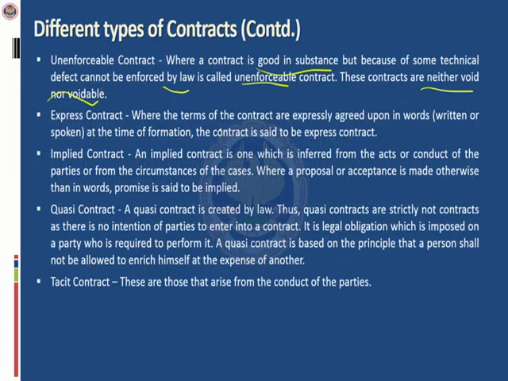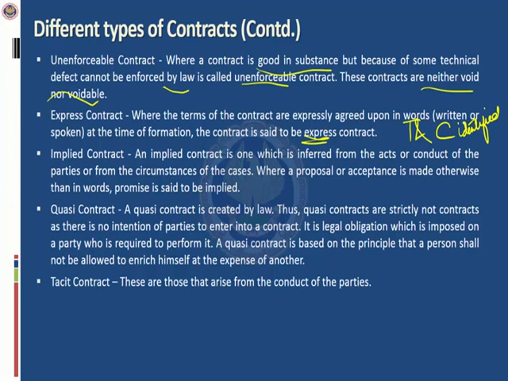Express contract. When we are talking about a particular thing, we are putting down all statements required for it in a written or a spoken format and expressly discussing and putting down each and every term and condition with respect to that particular contract, then it is said to be express. That is, my T&C are well identified as well as discussed. So there is no ambiguity.